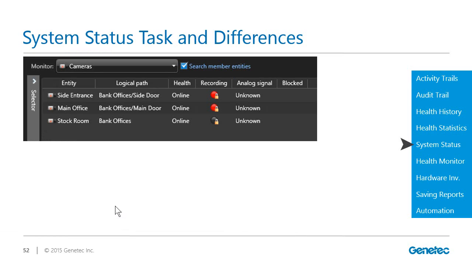So for example, we can choose to monitor cameras here, and from the list of entities down here, we can see the recording status here, if the unit is online or offline, and what area or door they've been associated with.